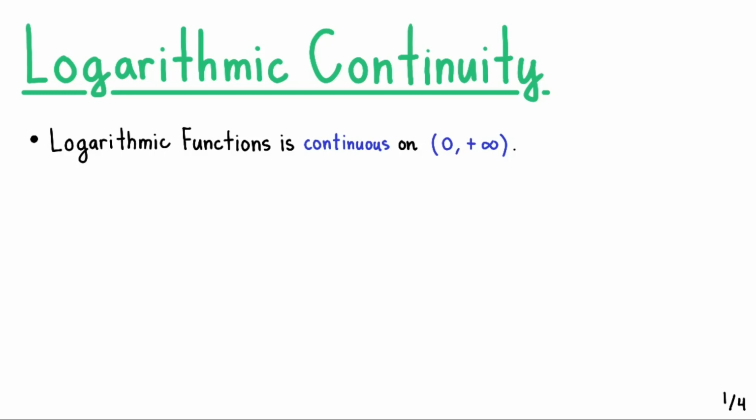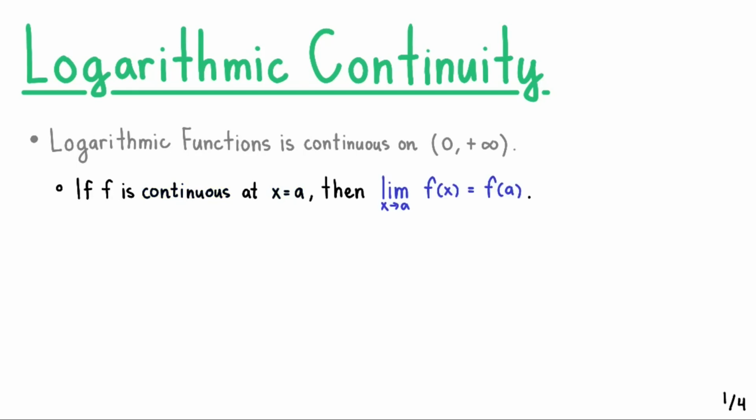So given that one, we actually have two nice properties from this. First, if f is continuous at a point, say a, it follows that the limit of f at that point is just equal to f evaluated at that point. This just came from the definition of continuity at a point.